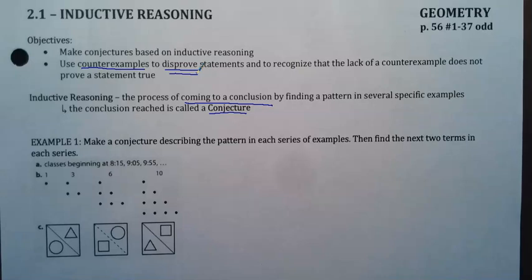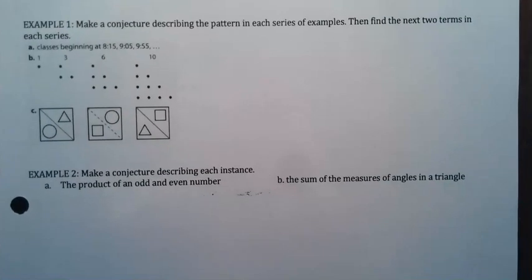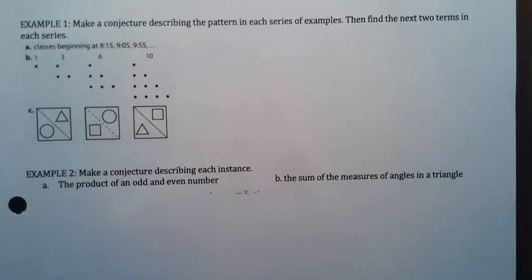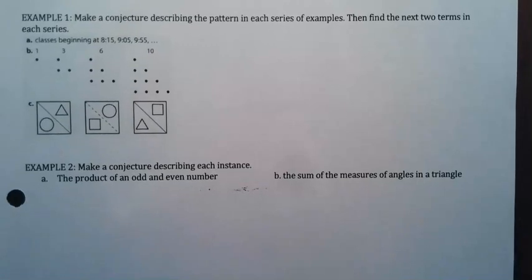Let's look at example 1 and see what we can come up with. It says make a conjecture describing the pattern in each series of examples, then find the next two terms in each series. Example A: classes beginning at 8:15, 9:05, and 9:55. What can we notice about those so we can make a conjecture? Because we do want to find the next two terms.